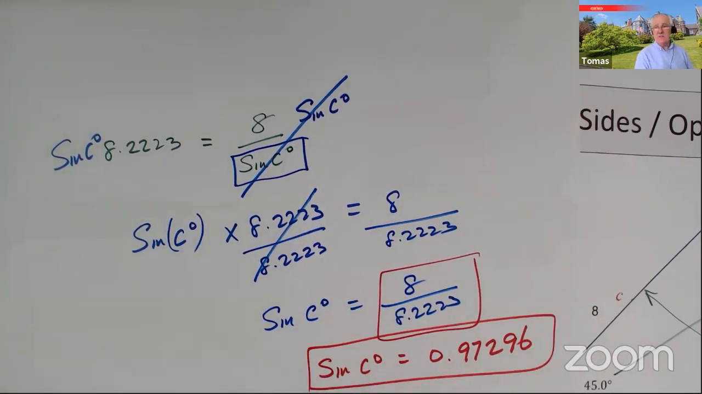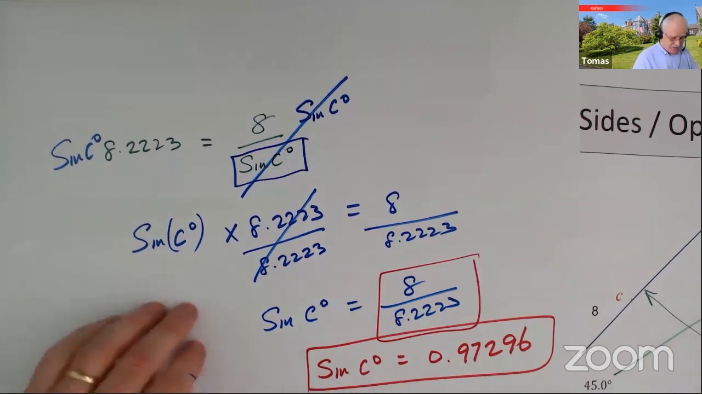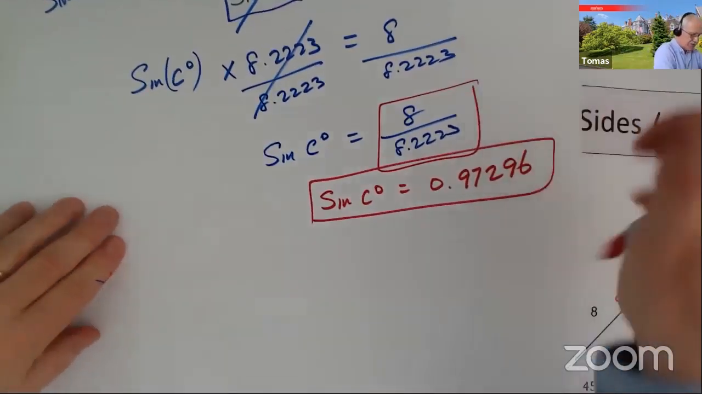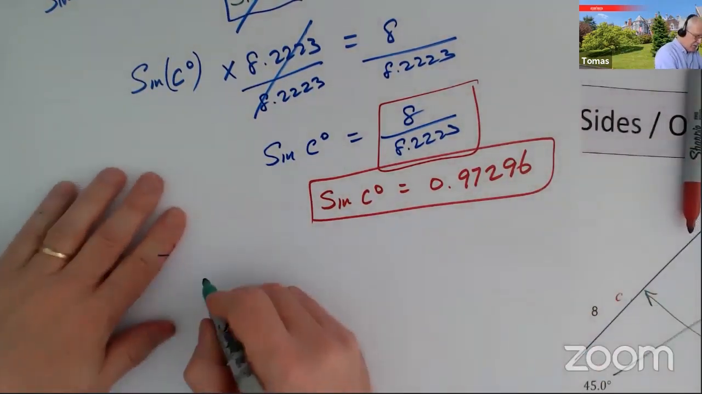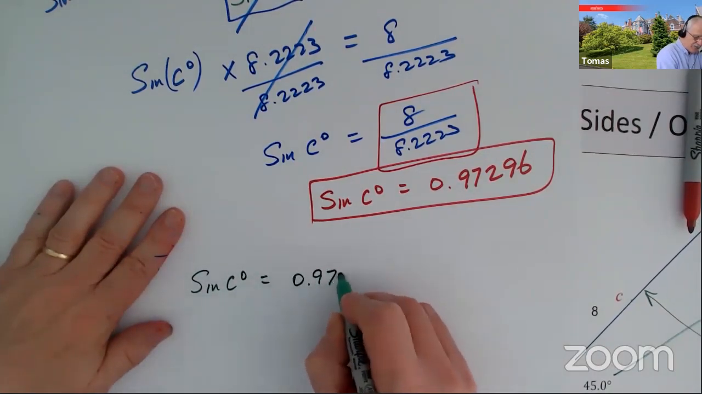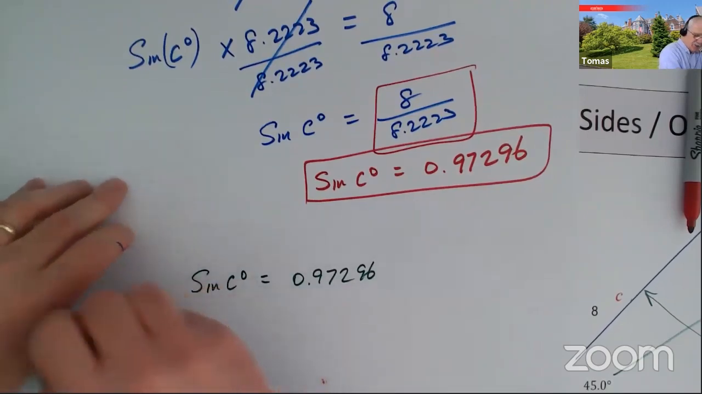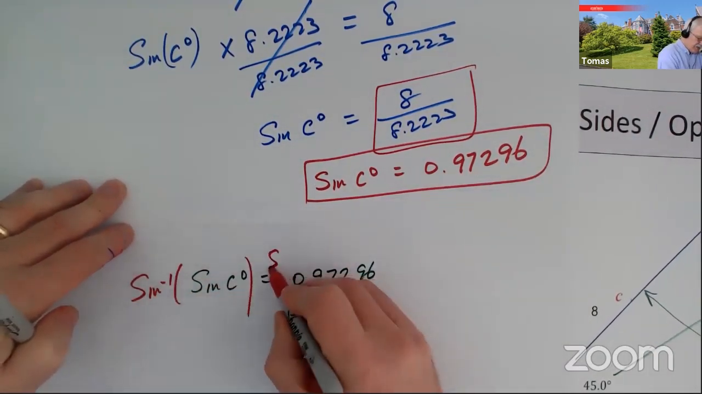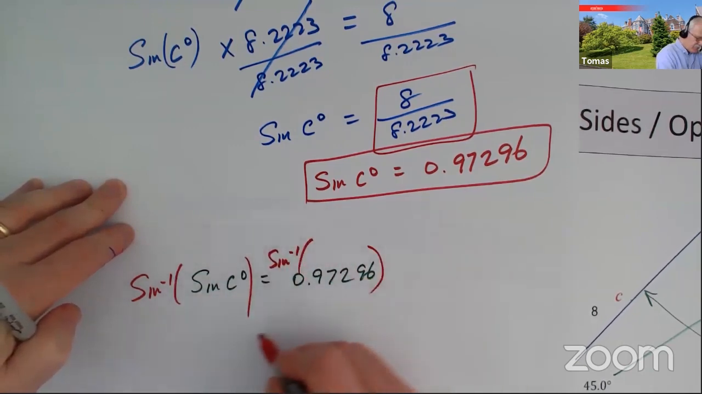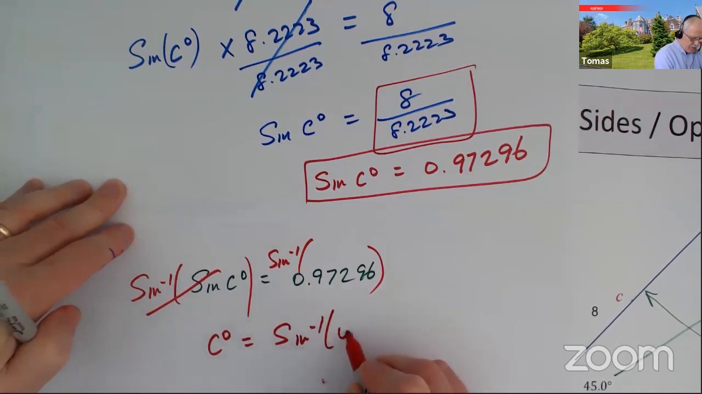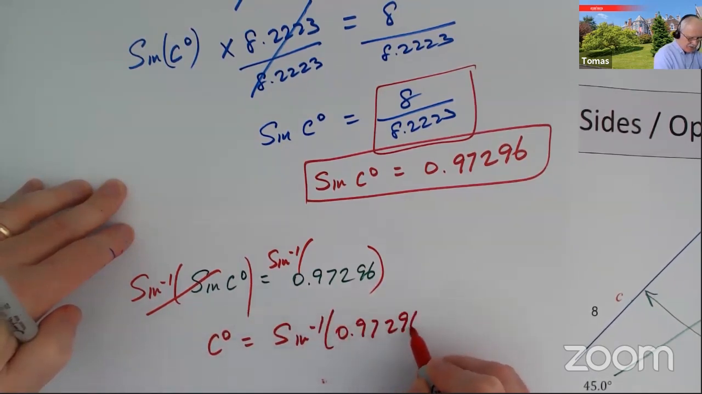But again, I don't want sine C. I'm interested in C. So how do I get rid of a sine? I look at it and I say, if sine C is equal to 0.97296, I just put in an inverse sine in front, and I get C is equal to inverse sine 0.97296.